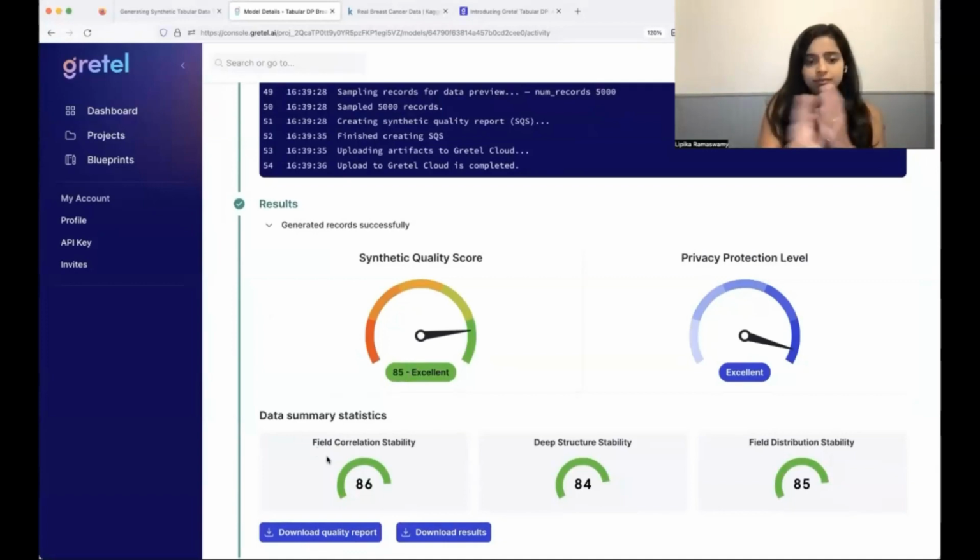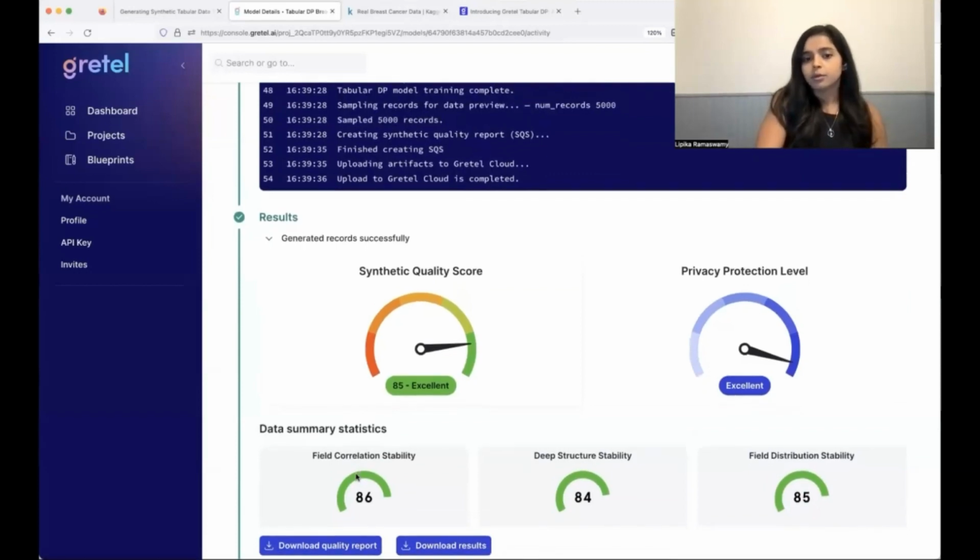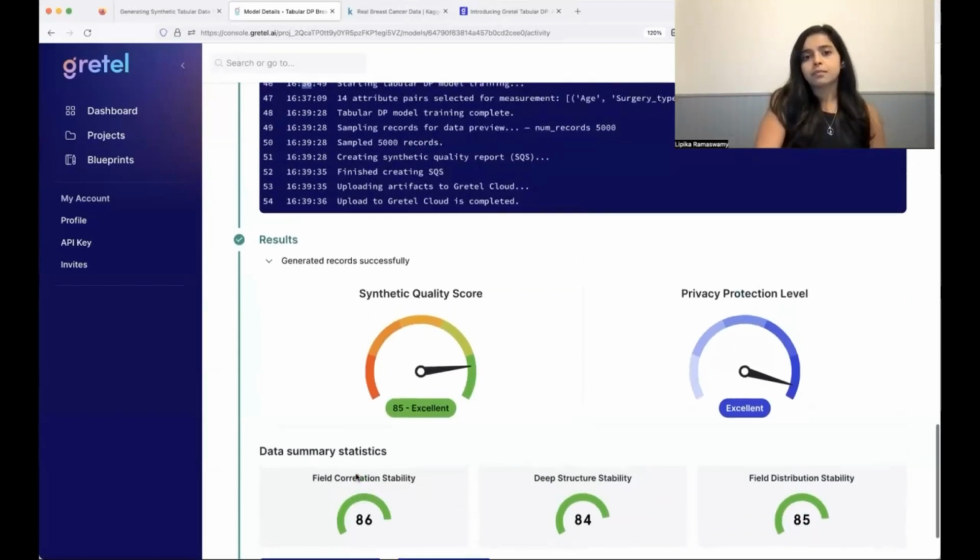And this measures 3 things. One is how well are the correlations in the data set maintained. That's the field correlation stability. The second is deep structure stability, which measures sort of like if you look at the principal components of the training set and the synthetic set, how well do those two compare? And the field distribution stability, which looks at one-dimensional distributions and how well they were maintained. So this is just a high-level overview. You can look at our quality report for more info on that.